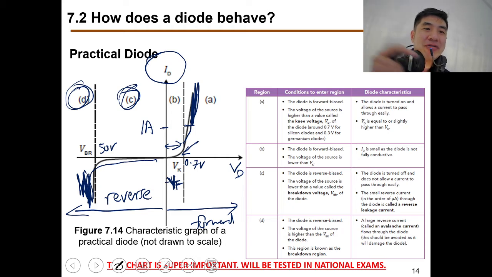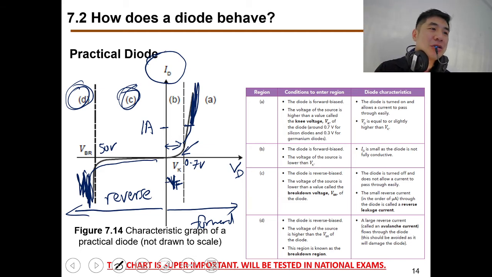Whether forward or reverse, it will just let current through, 100%. That is normally what happens when you reach the breakdown region and you still refuse to stop the voltage. It means you still push it beyond 50 volts, 60 volts, 70 volts like that. Then of course it will spoil. So just take note of that. The breakdown region. But normally nobody does that. Nobody wants to spoil their diode, right? Push it to 50 volt.